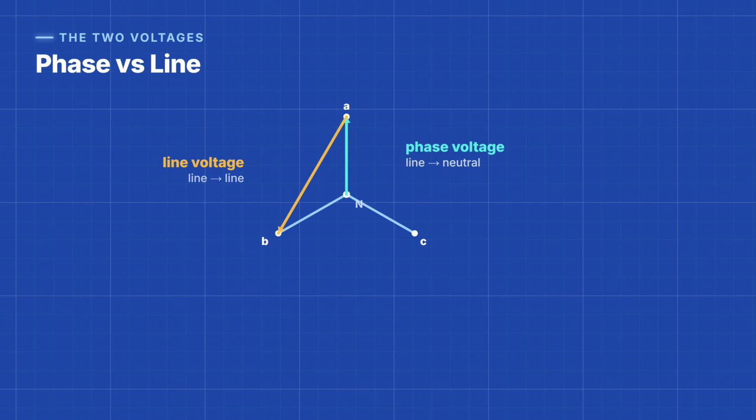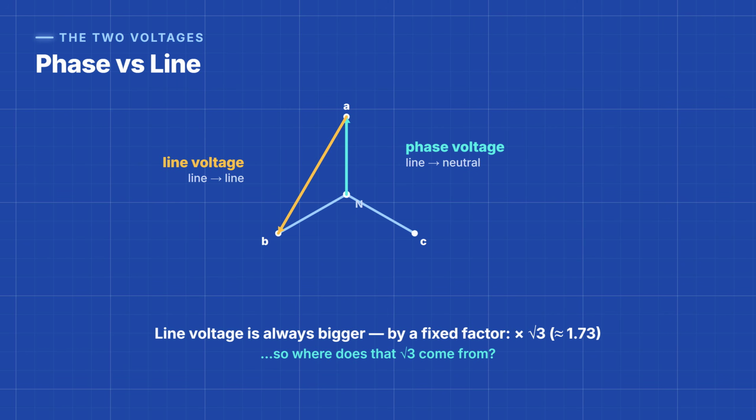Picture a three-phase supply wired the most common way. A Y, shaped like the letter Y. This is the connection that feeds homes and most of the grid. There's another shape, called delta, but we'll save that for its own video. Three windings meet at a common center, the neutral, and the far end of each is a line going out to the load. Now, there are two voltages you can measure.